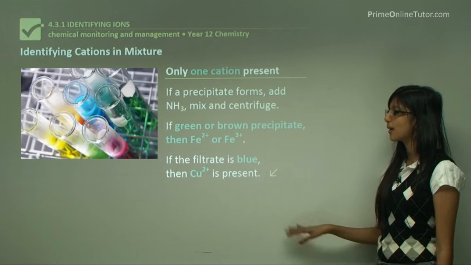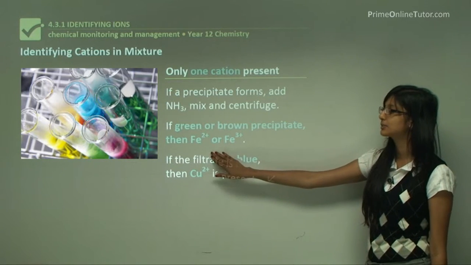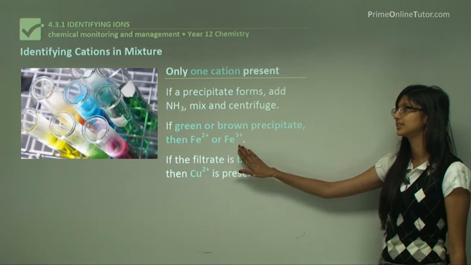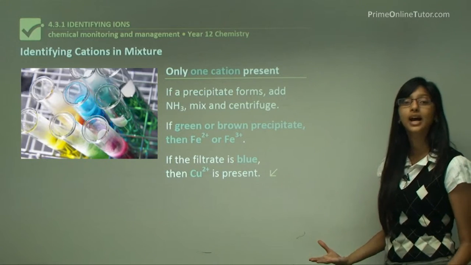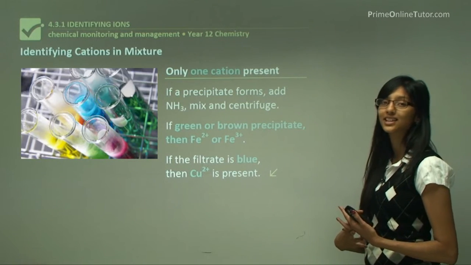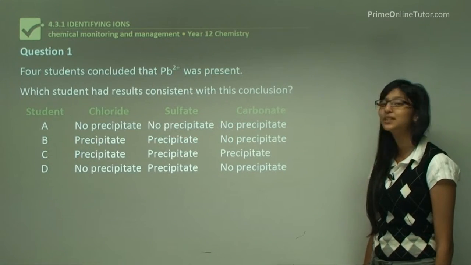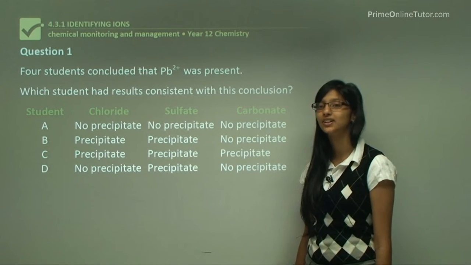So you can see copper has a blue color, iron 2+ has a green color, and Fe3+ has a brown color, which will help us to identify which cation is present in our solution. Let's look at some of the questions to test your knowledge.